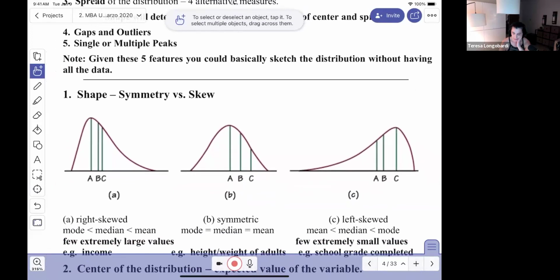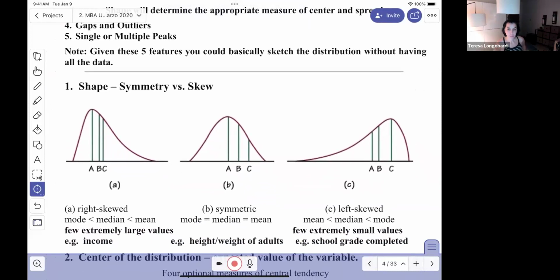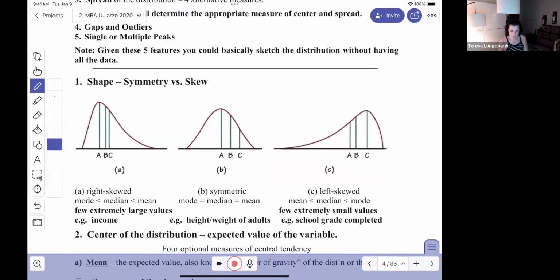So an example of symmetric data would be height or weight of adults. And so it's very regular, nothing very strange, right? Because there are just as many people that are really tall as there are people that are much smaller than the average. Another example of symmetric data are standardized test results like the SAT or College Board.